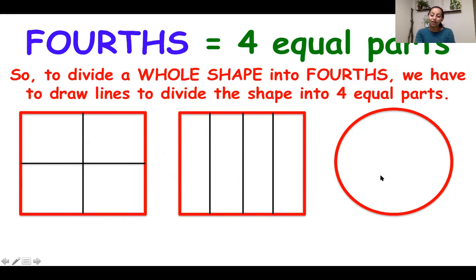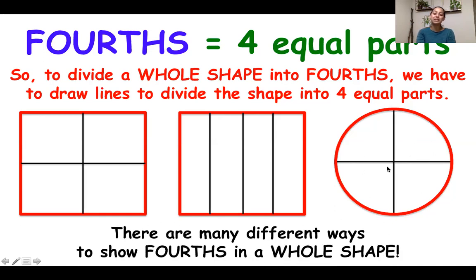And in the circle, we can't make all horizontal lines or all vertical lines because again, those parts wouldn't be equal. They wouldn't be the same shape and they wouldn't be the same size. Go ahead, draw a circle and try making all horizontal or all vertical lines. They're not going to be equal. So the only way to do it inside of a circle is to make that window again, one vertical line and one horizontal line. That way we are guaranteed to have 4 equal parts, or fourths, okay? So again, there are many different ways to show fourths in a whole shape.